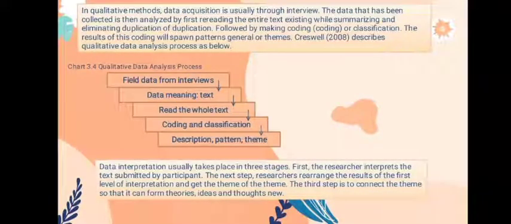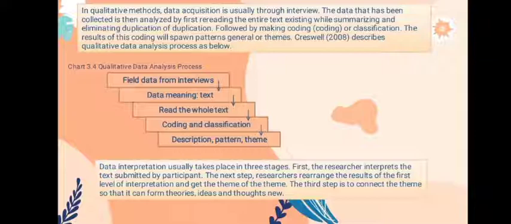In qualitative methods, data acquisition is usually through interviews. The data that has been collected is then analyzed by first reading the entire existing text while summarizing and eliminating duplication, followed by making coding or classification. The result of this coding will span patterns, general or themes. And here is a chart about the qualitative data analysis process.